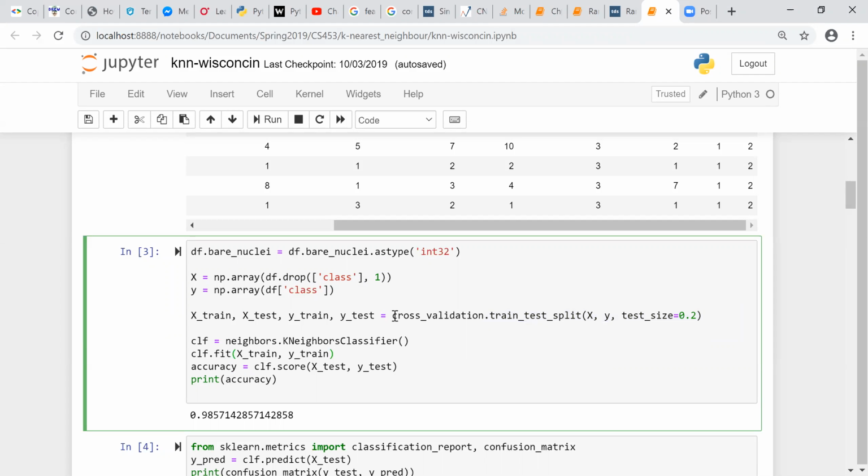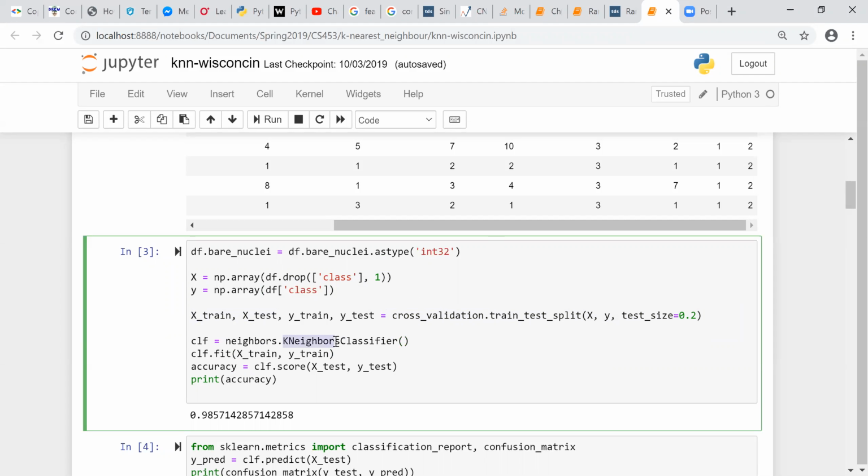But here it involves another concept called cross-validation. Anyway, later on I'm going to explain this. So for this example, we are also going to do cross validation. And after you get your training data and the testing data, then we are going to create the KNN model.